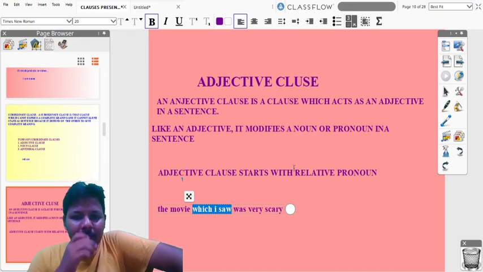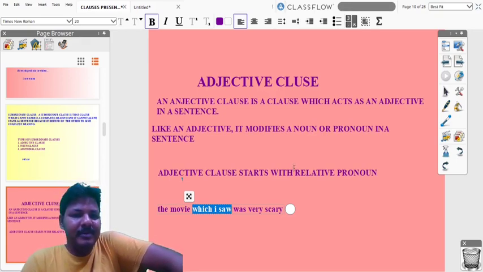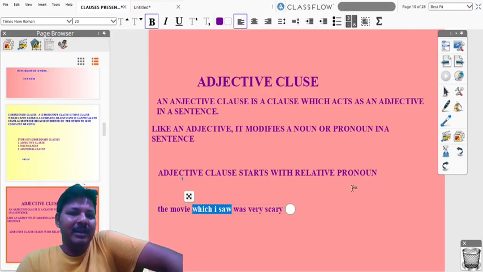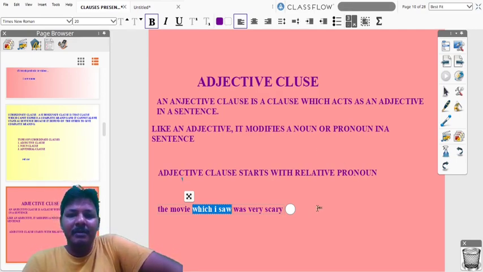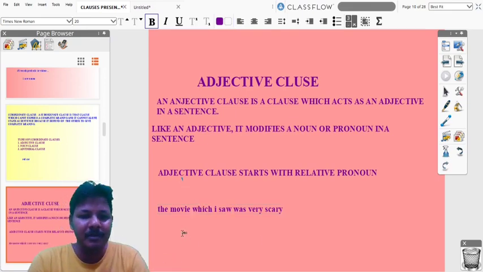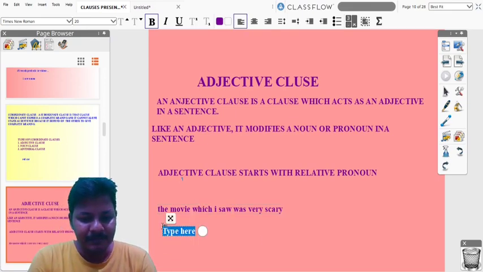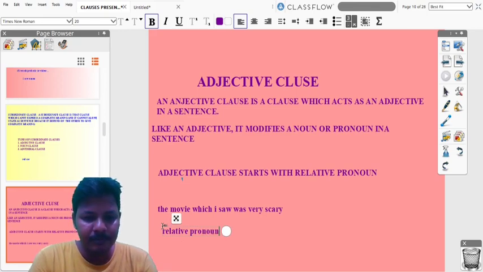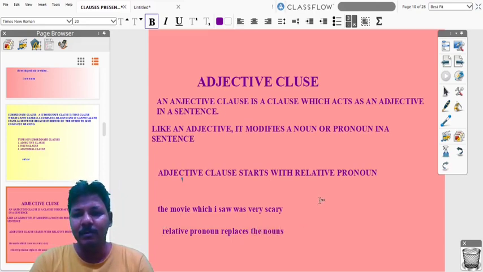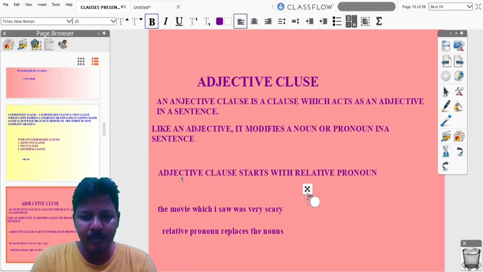And also I want to add one more point in this slide, friends. An adjective clause starts with a relative pronoun. Why does an adjective clause start with a relative pronoun only? Because it is a point you should remember, because a relative pronoun replaces the nouns. So let me give one more example for it. For example, Raju is my friend.